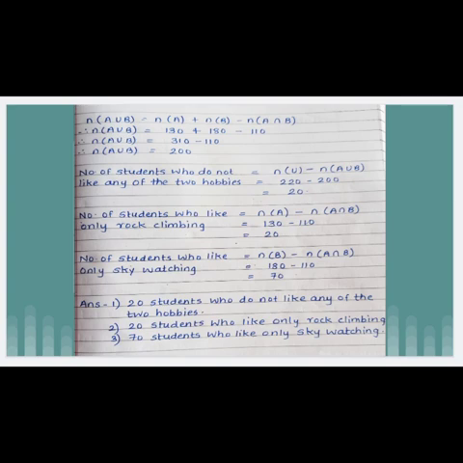And then the last step: mention all the answers in statement form. So first, 20 students do not like any of the two hobbies. Second, 20 students like only rock climbing. Third, 70 students like only sky watching. Got it, students? Any doubt?